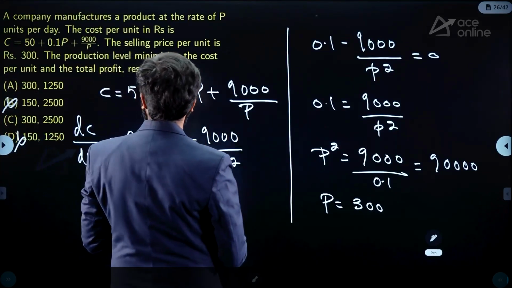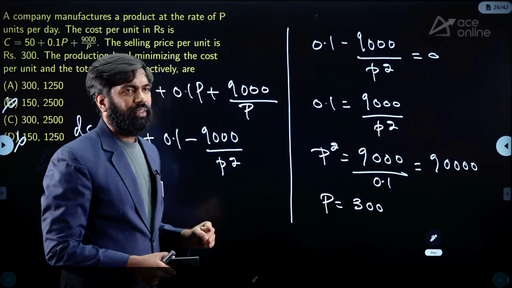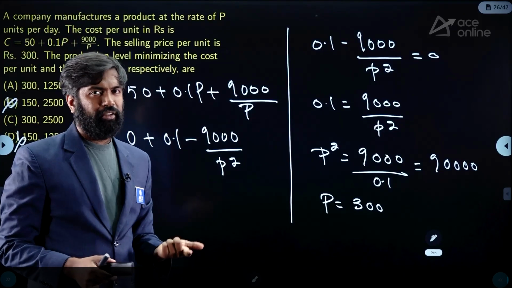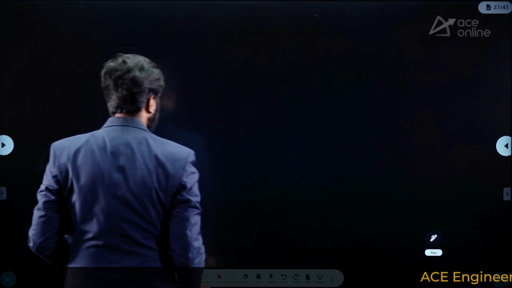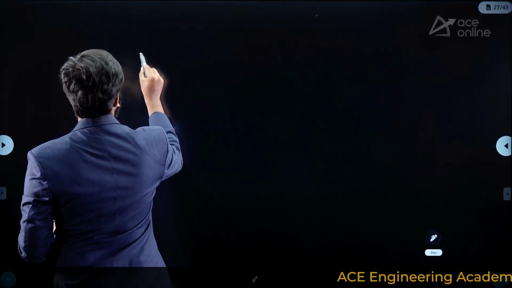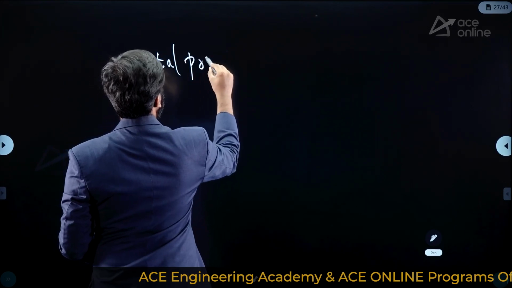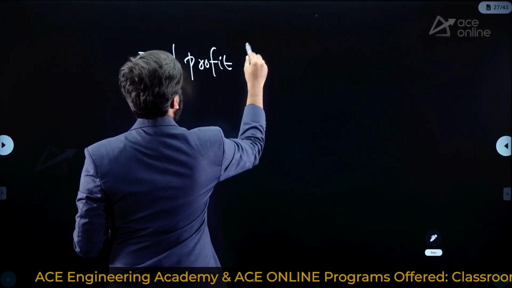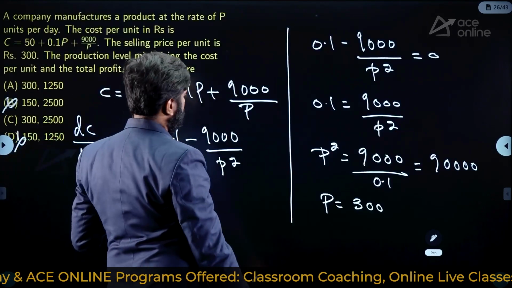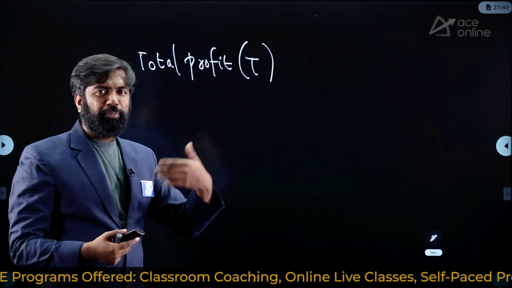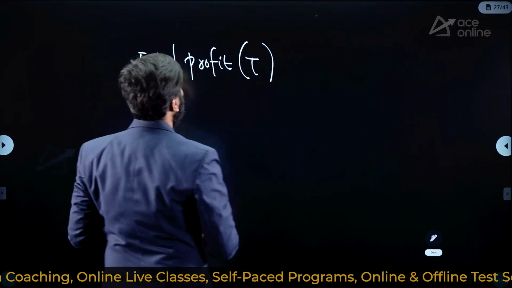The next thing is, he's also talking about the total profit. So first of all, let's look at what is the total profit. So total profit, let us indicate this with capital T, because P is already used. So profit P doesn't work because the variable P is already used in the problem. So I'm just indicating with another letter called T.